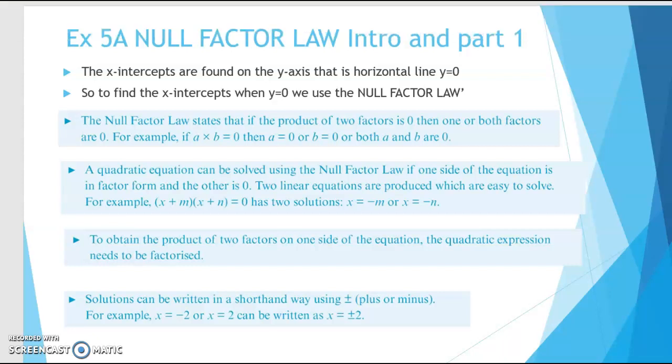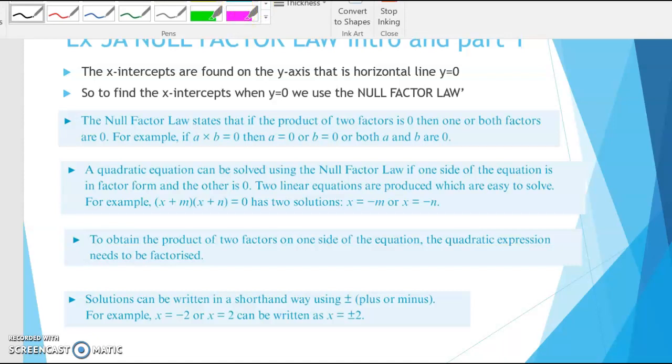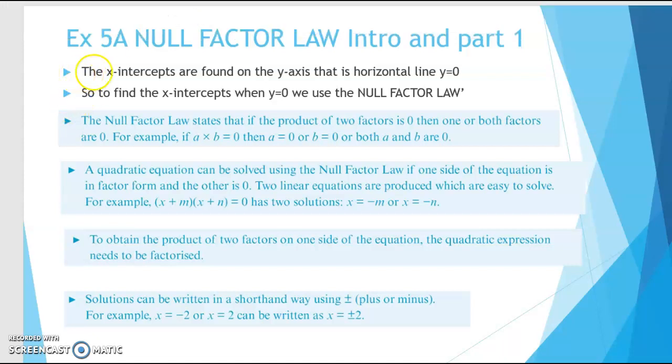Let's get the highlighter. Remember, to find where it cuts the x-axis, where the x-intercepts are, we're on the y-axis. And remember, horizontal lines are y equals, and in this case y equals 0. That's what we'll be doing. We're solving for when the quadratic equation equals 0, and we call that the null factor law.